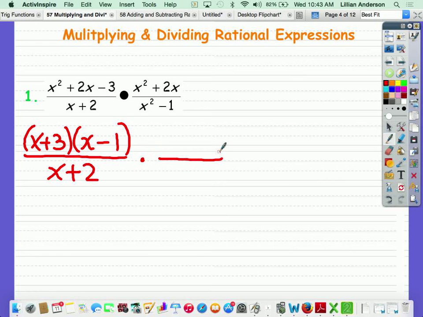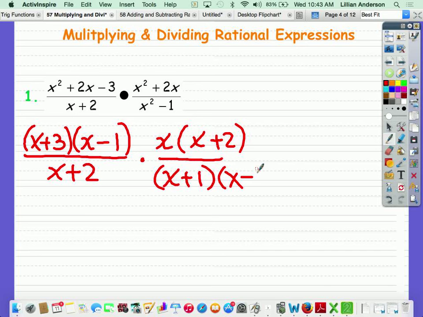What about the top? Yeah. I can take out an x. That leaves me with what? X plus 2. And what about the bottom? X plus 1, x minus 1, because those are perfect squares.